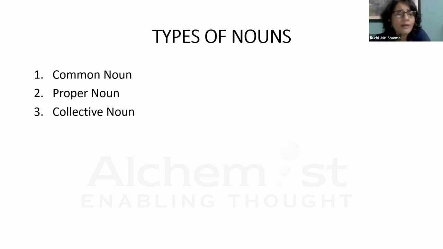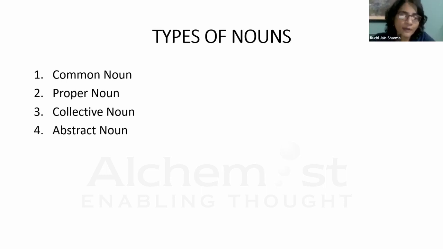Then third, you have now collective noun. Collective noun is the name given to a collection of things. So if I say a bouquet of flowers, bouquet is a collective noun, flowers is a common noun. If I say a pride of lions, a group of lions is called the pride of lions. So pride is a collective noun and lions becomes the common noun. Jury, army, family, these are all collective nouns.